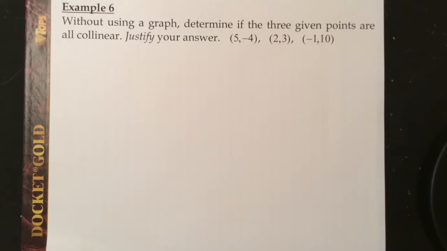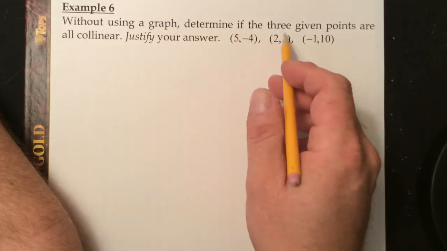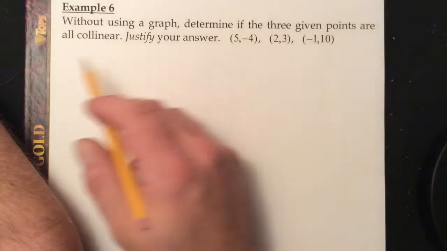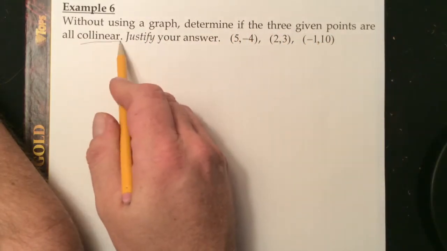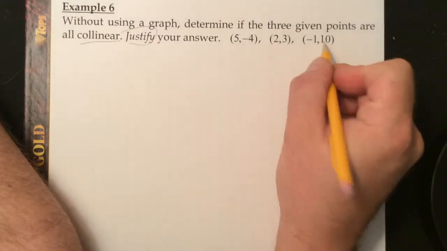Example 6. In example 6, you're going to learn how to check to see if 3 points are actually on the same line. We're going to have to do a little verification here. Without using a graph, determine if the 3 given points are collinear, all on the same line. Justify your answer. And we've got these 3 points.